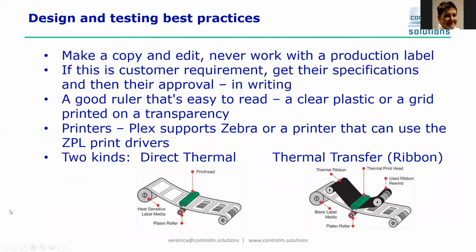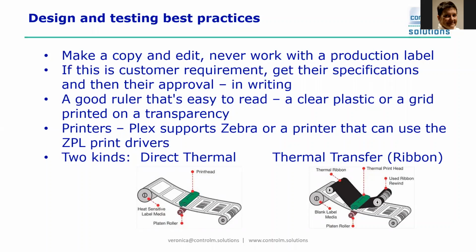So, rule number 1, never work on a production label. And I bet you can all guess why. Rule number 2, customers change their minds, and it's best to have something you both agreed to in writing. A ruler is a great thing to have because a label is a grid. Something you can see through to tell where the lines need to shift is the best tool that you can use when designing a label.